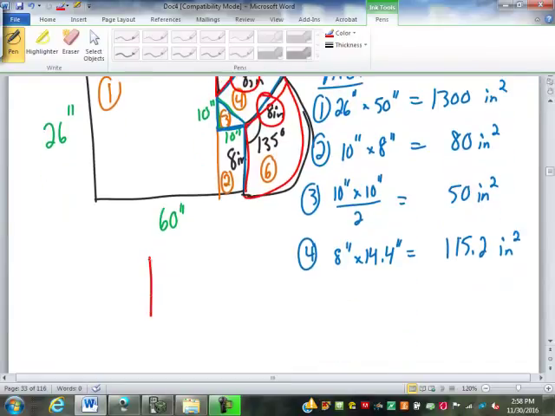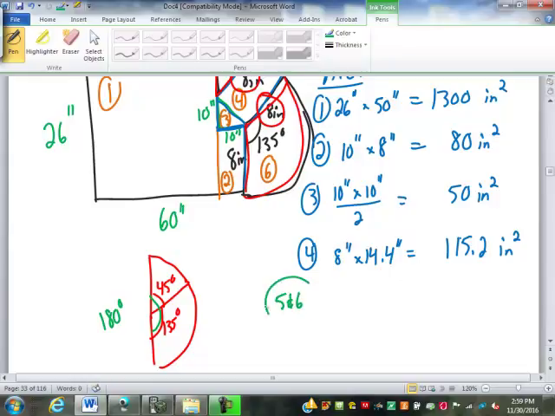So if I have my 45-degree piece and my 135-degree piece, how many degrees does that add up to? 180 degrees, which means it is a full half circle. So we can combine pieces 5 and 6 together and just find a half circle. So we can do pi 3.14 times 8 squared and divide it by 2, which is going to give us 100.48.